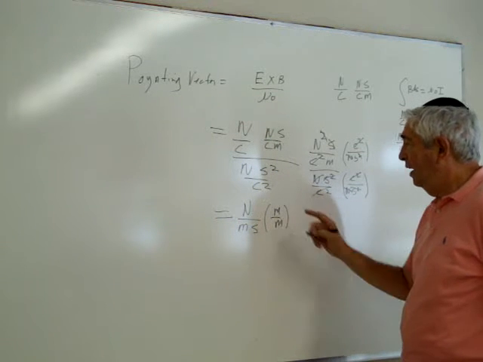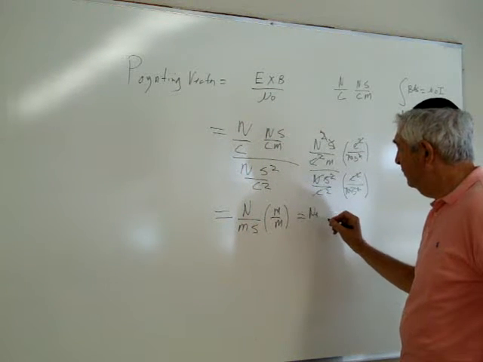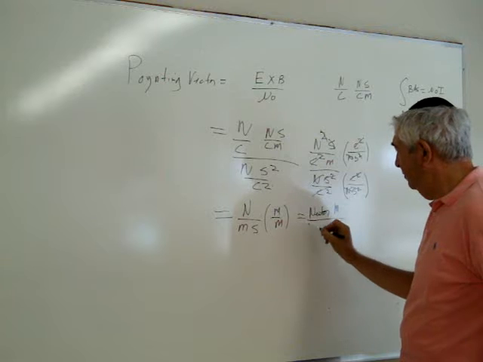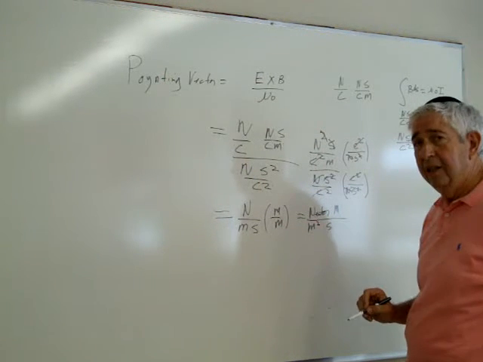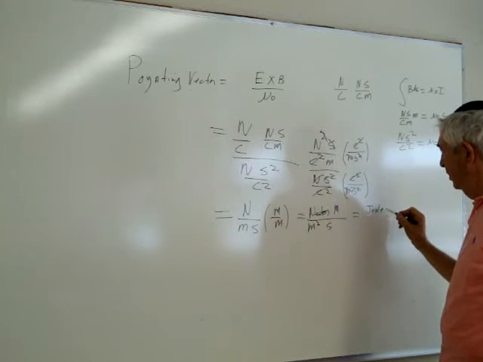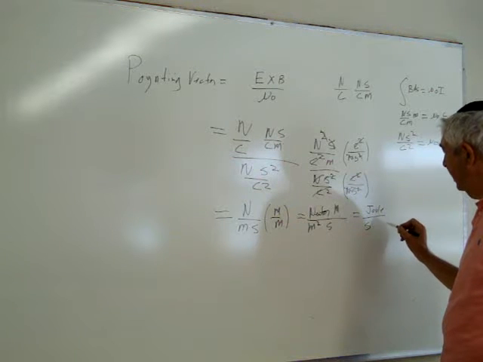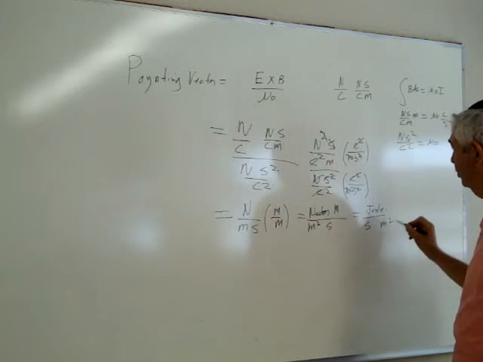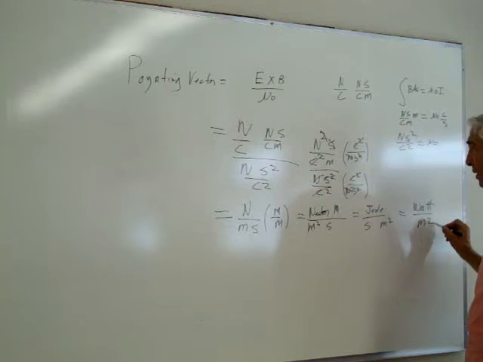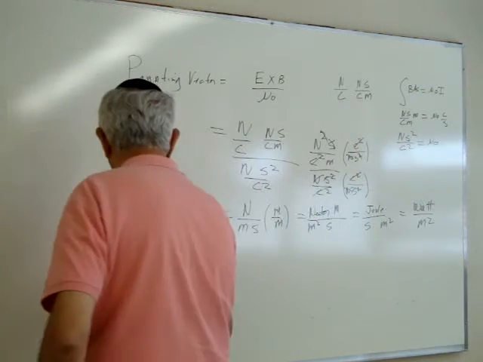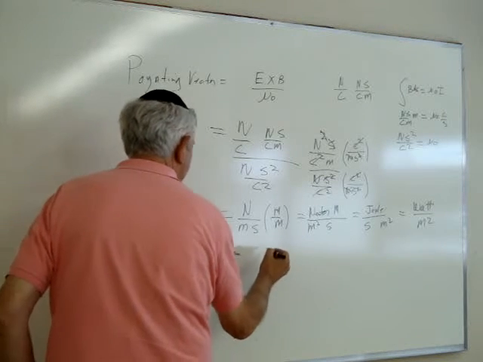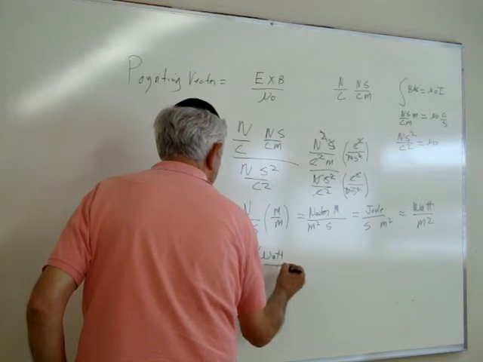And what does that do? On top, I have Newton meter. On the bottom, I have meter squared seconds. What is a Newton meter? It's a joule. And a joule per second, and this is meters squared. And what is a joule per second? A watt per meter squared. So Poynting's vector has the units of watts per meter squared.